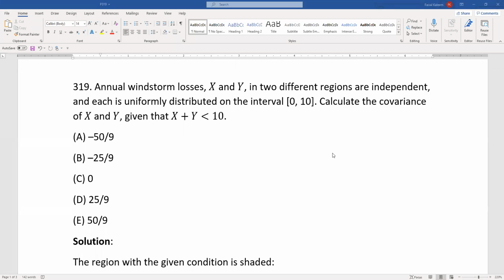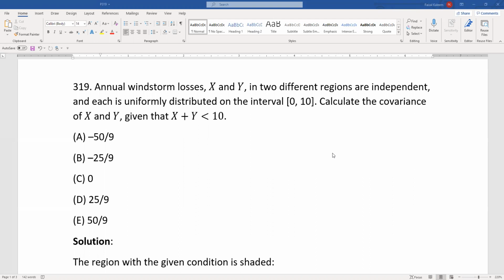Annual windstorm losses X and Y in two different regions are independent and each is uniformly distributed on 0 to 10. Calculate the covariance of X and Y given that X plus Y is less than 10.